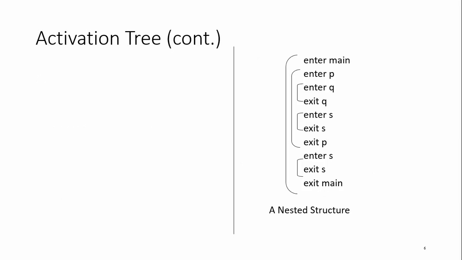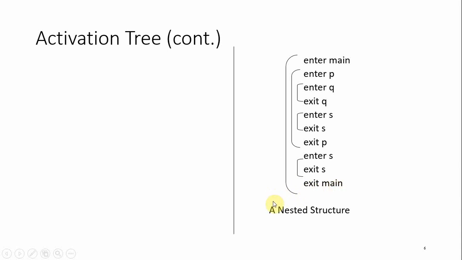Here is an example of a nested structure. We enter the main function, and main calls a function P, which calls a function Q, and after the completion of Q it calls a procedure S, and that completes its execution. Then the outer procedure P completes its execution. Then we have one more call to the procedure S. It completes its execution here. Then the complete program completes its execution, meaning we are coming out of the main function itself.